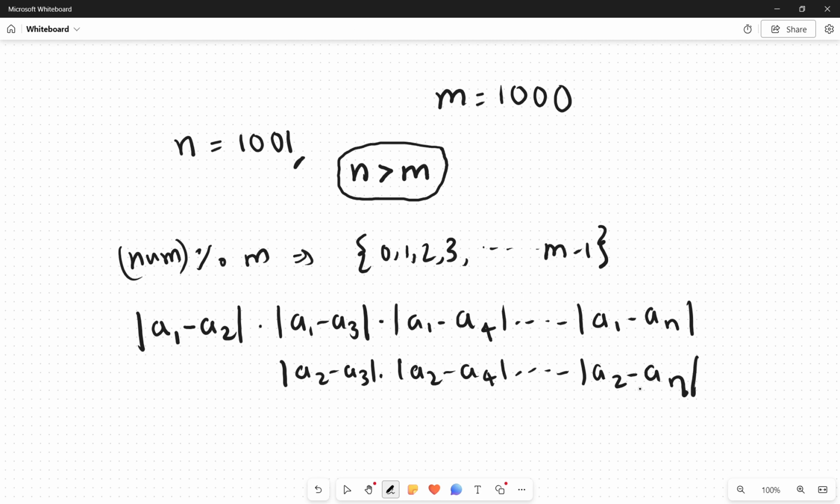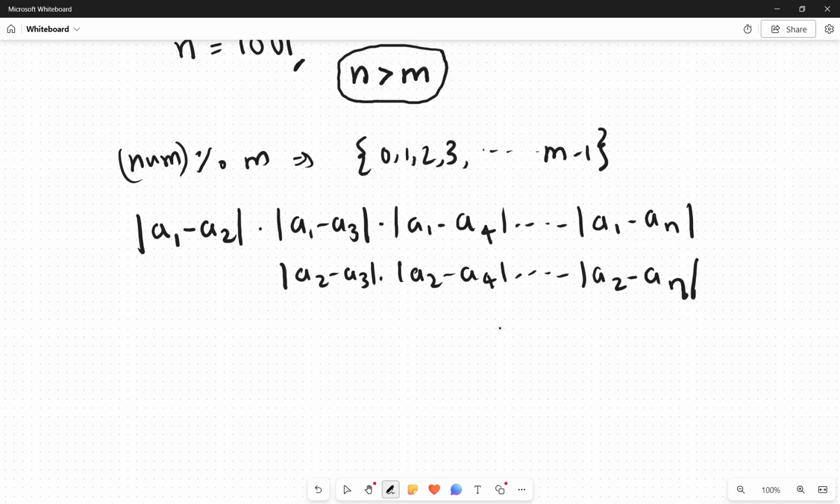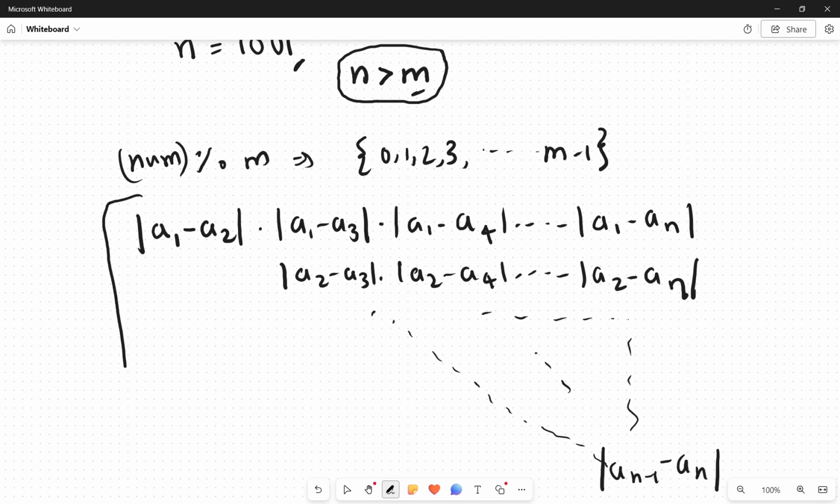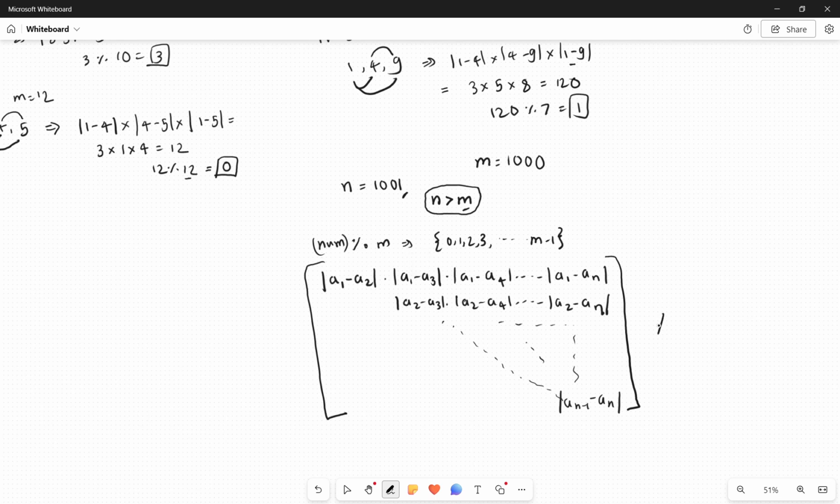This is mod of a2 minus an, and so on it goes down till here. Okay, till mod of an minus 1 minus an whole mod. So what we can see is that when n is greater than m, suppose this whole thing, we have to take mod of it, right? Mod with respect to m, mod with respect to m.